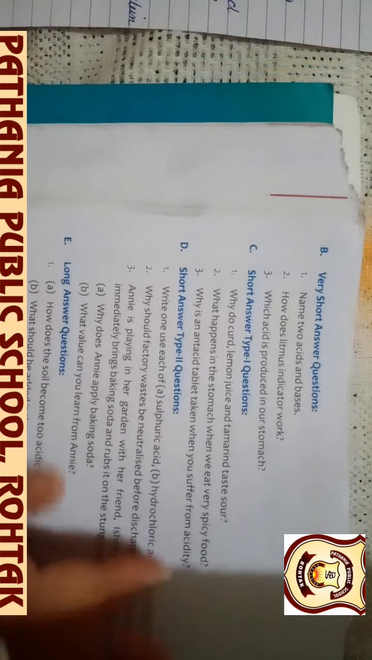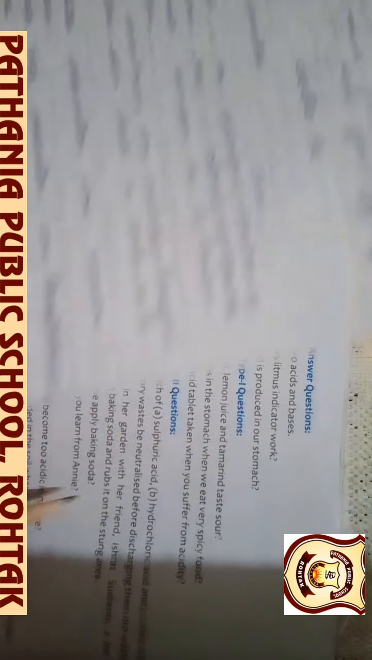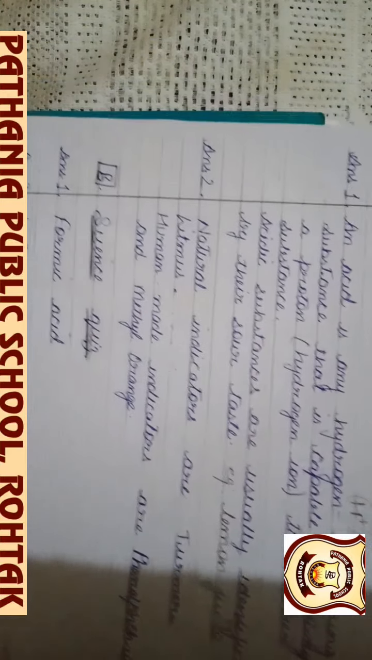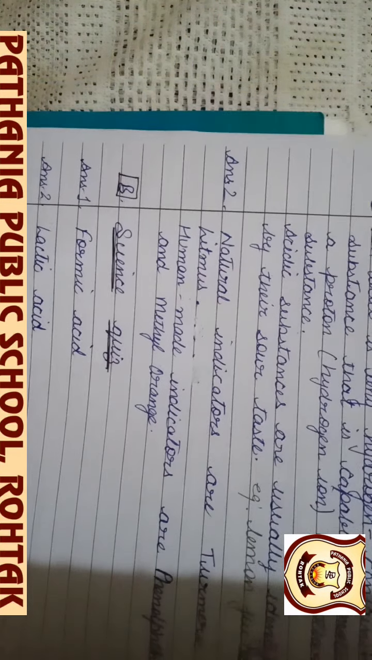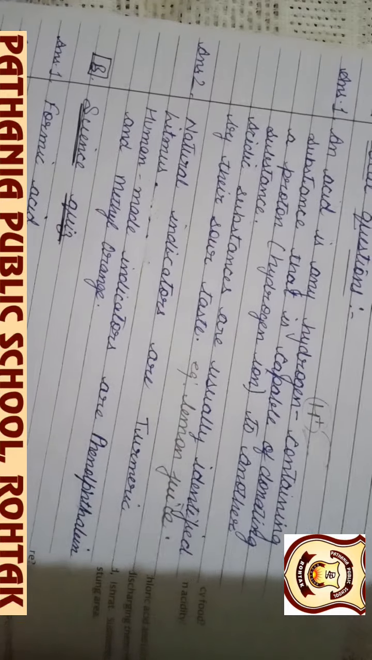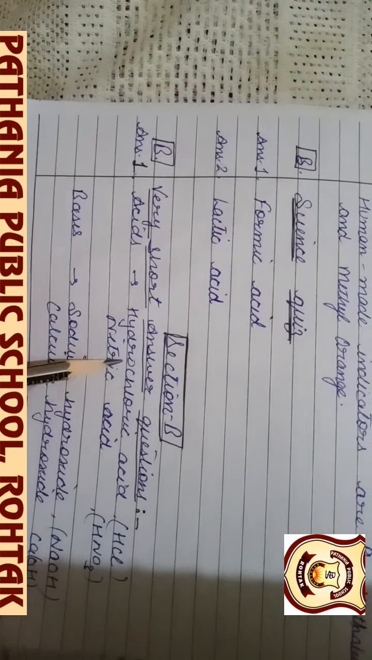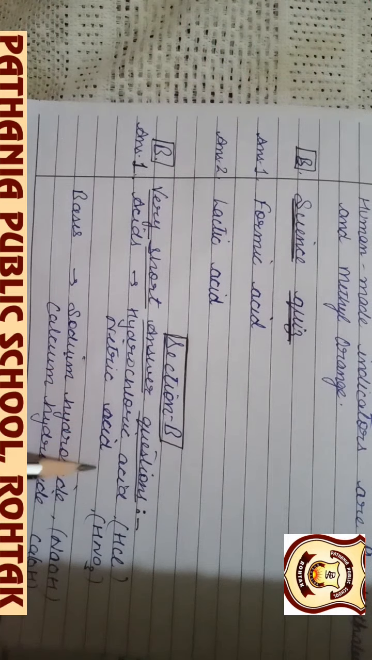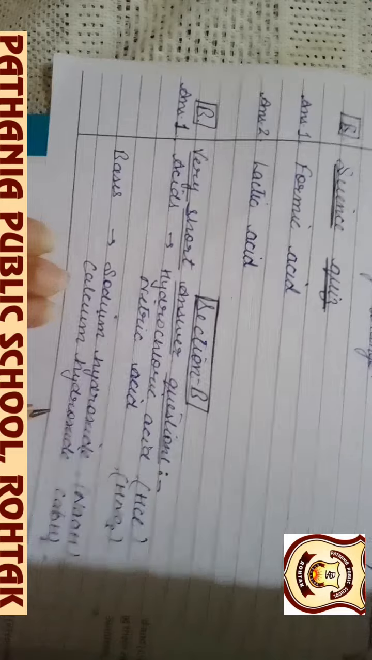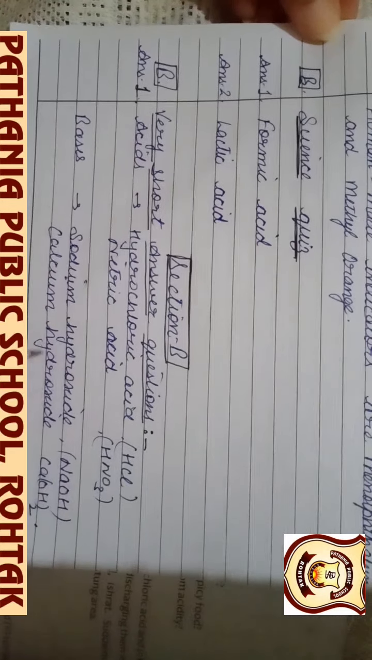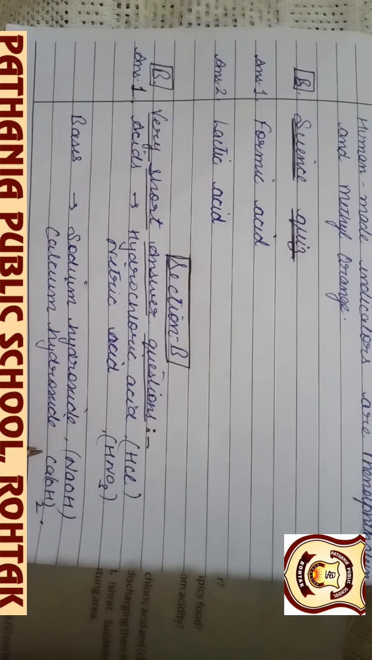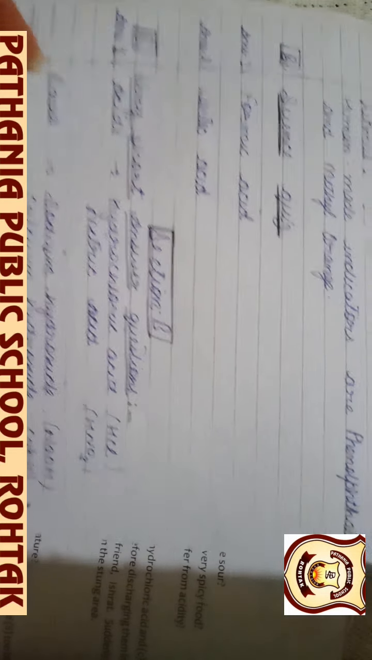Next we are going to come to very short answer questions. Name any two acids and bases. Any two acids and bases you can write, beta, in this section. Hydrochloric acid, nitric acid, HNO3. Bases, any two bases you can write: sodium hydroxide, calcium hydroxide. This is Ca(OH)2.